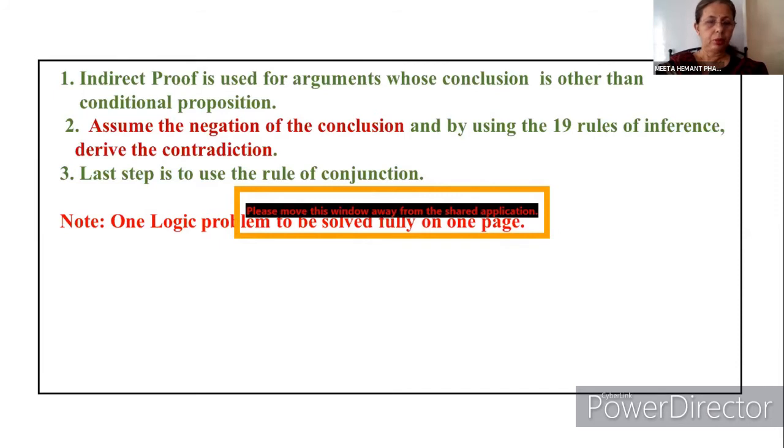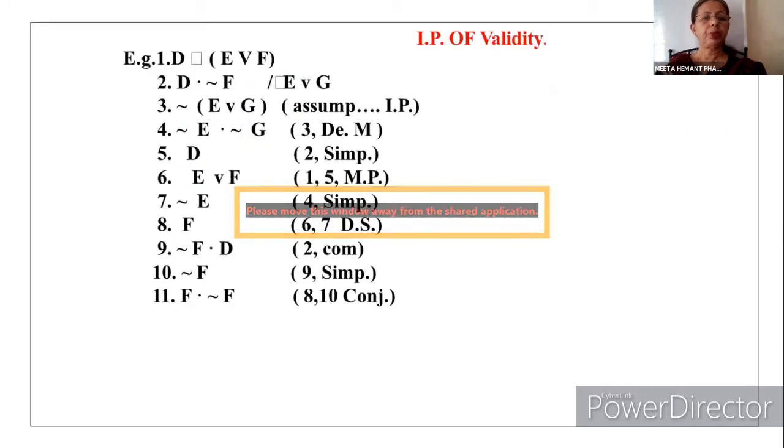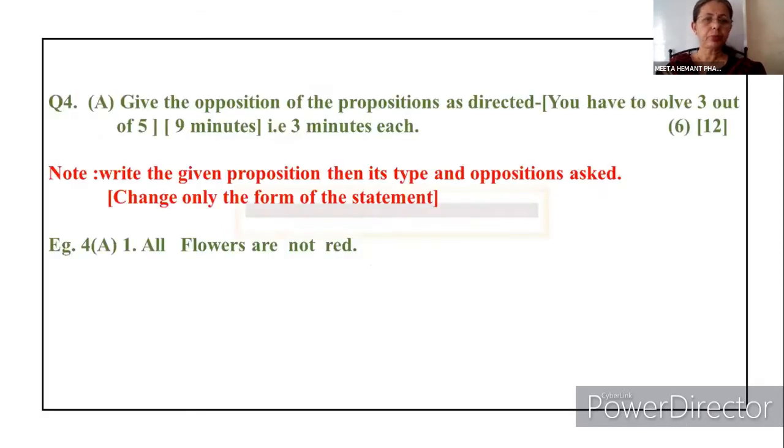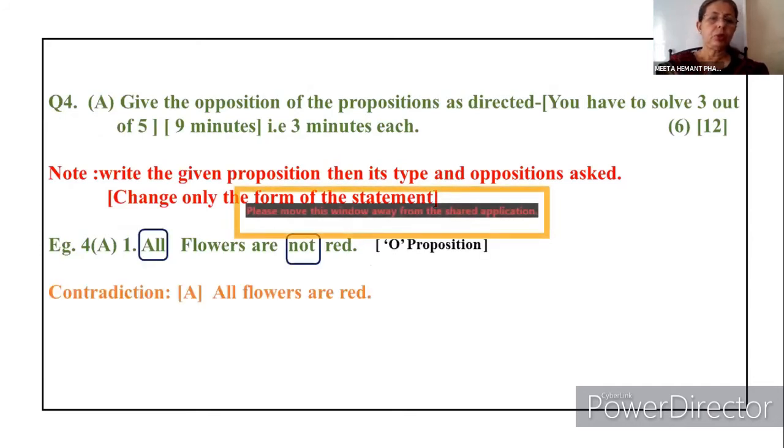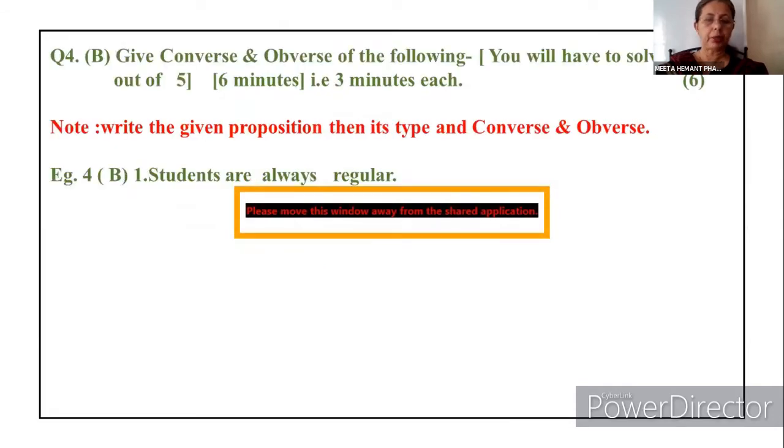Okay. The form has changed. Now we come to the next part, B. Give converse and obverse of the following. Again, you have to give 3 minutes for each. Here also you will have to write down the whole statement. You will have to circle the word used there and write in the bracket the type of proposition.